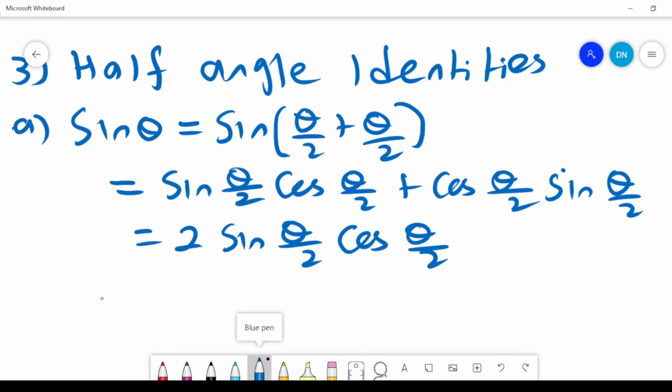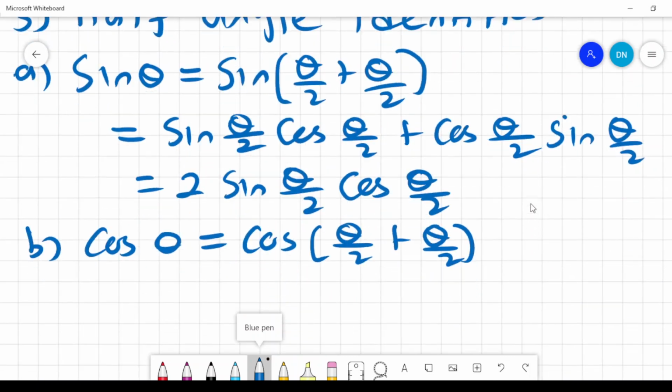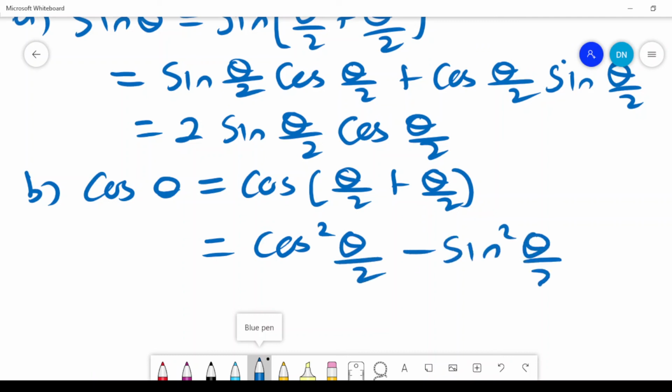The same case can apply to the cosine. The cos of theta can be written as cos of theta over 2 plus theta over 2. And using the knowledge of the double angles, this will give me cos squared theta over 2 minus sine squared theta over 2.